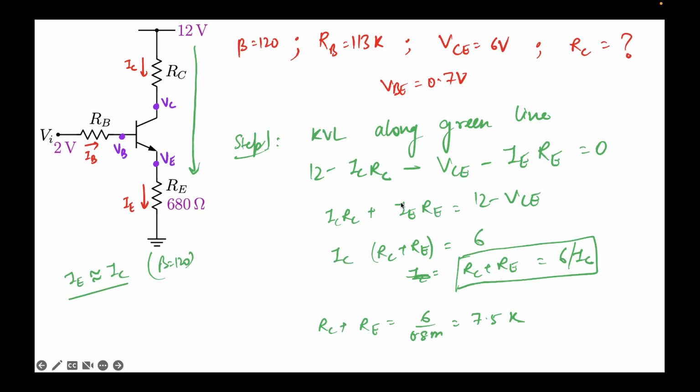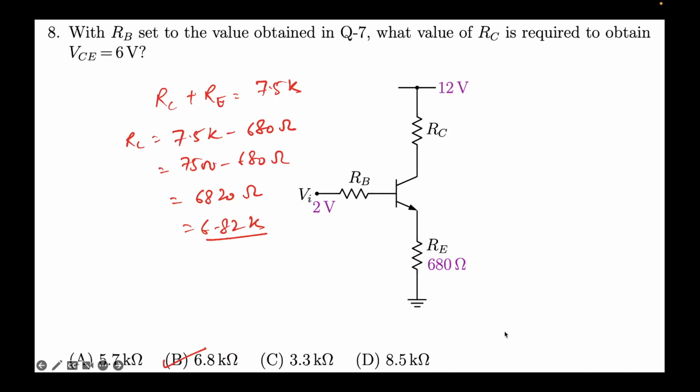Why can I write IE equal to IC? Because beta is very large. So I'm essentially ignoring the role of IB in this expression. So RC plus RE is 6 over IC. IC we know from the previous problem was 0.8 milliamps. So I obtain RC plus RE is 7.5K. Now RE is known as 680. So RC will simply come out to be 6.82 kilo ohms.